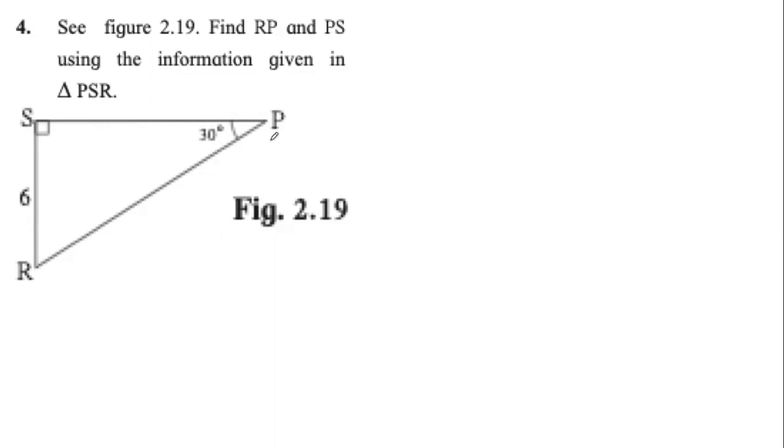Thank you, Aarti. Just like FISA, you also read most of it correct, but you read the same things wrong. Triangle PSR, yes, that is one correction. And the other correction is 2.19, not 2.19. It is 2.19. So it says, see figure 2.19, find RP and PS using the information given in triangle PSR. Yes. Good, you corrected yourself.